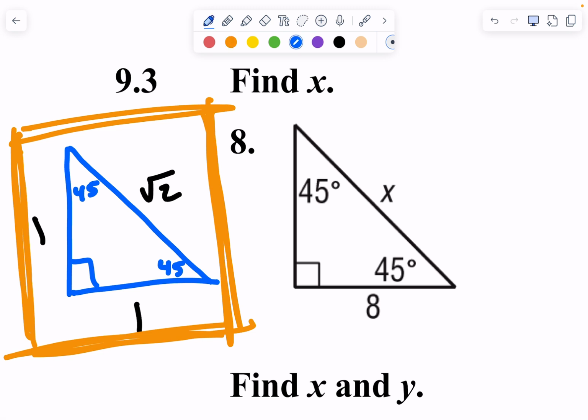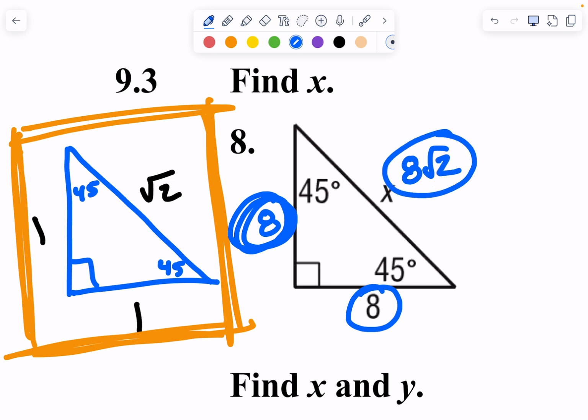Okay, so number 8. If this bottom side is 8, what's this side right here? 8 square roots of 2. It's just multiplying by the base side. My base side of 1, 8 square roots of 2, right? Now, you could use the Pythagorean theorem for that and figure that out, right? But since we know the cheater method, which is this guy right here, we just get to skip the steps, right? 11.3.